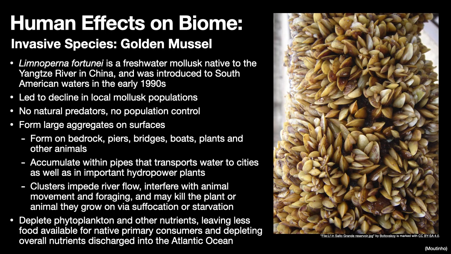The golden mussel was introduced to South American waters in the 1990s from the Yangtze River. The lack of natural predators has led to unchecked population growth, causing a decline in native mollusk populations, depletion of available nutrients to consumers, interference with river flow, and disruption of hydropower plants and water transport to nearby cities.